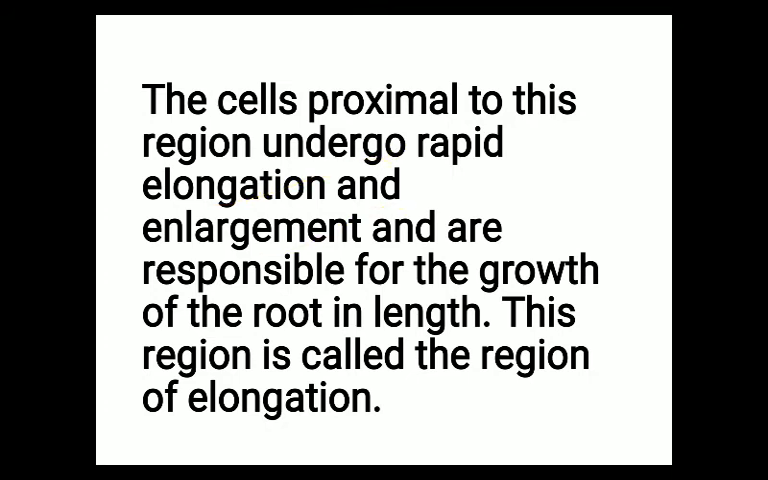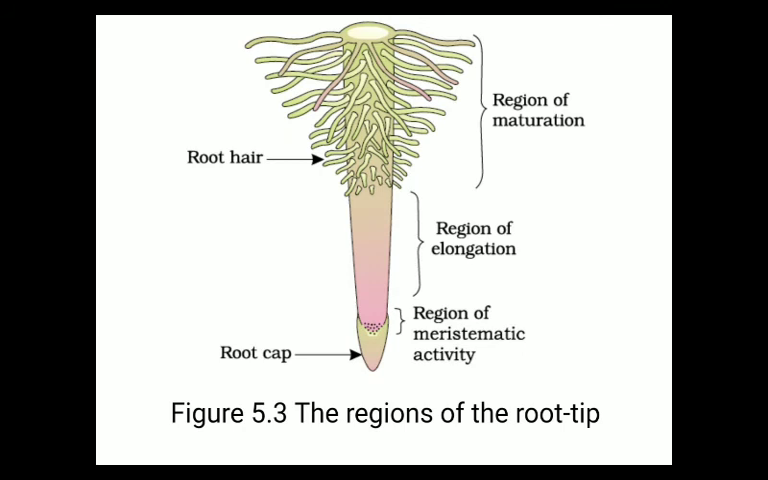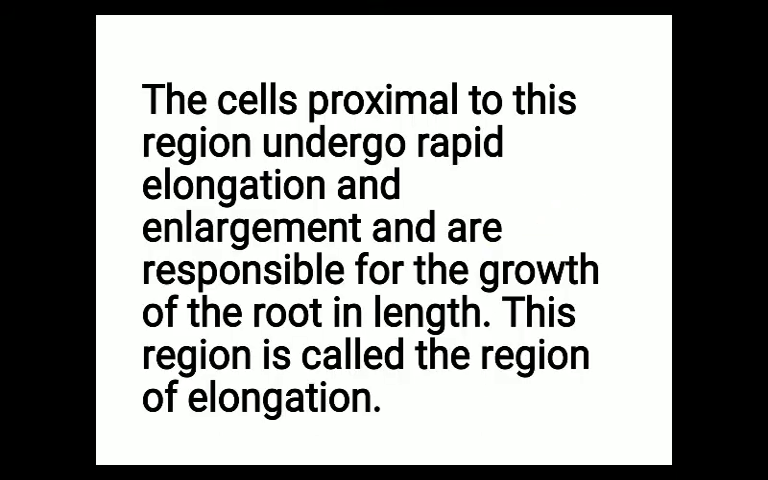In the region of meristematic activity, the cells divide by the process of mitosis and increase in number. And in the region of elongation, these newly divided cells undergo rapid elongation and enlargement, and this region is known as the region of elongation.